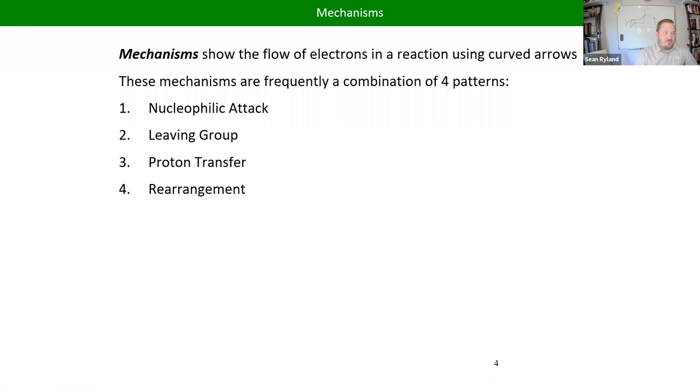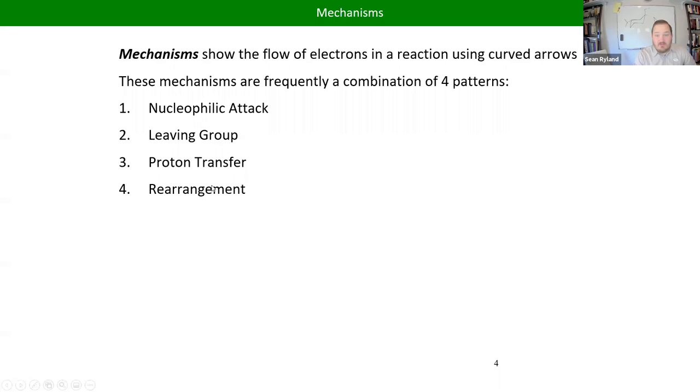But generally speaking, the nucleophilic attack and leaving group leave are going to be the meat and potatoes of these reactions. And then the proton transfers are just going to either get the molecule to the point where a leaving group can leave, or clean up after a nucleophilic attack happens and you have an oxygen with an extra bond. And then you have a proton transfer afterwards to clean everything up.